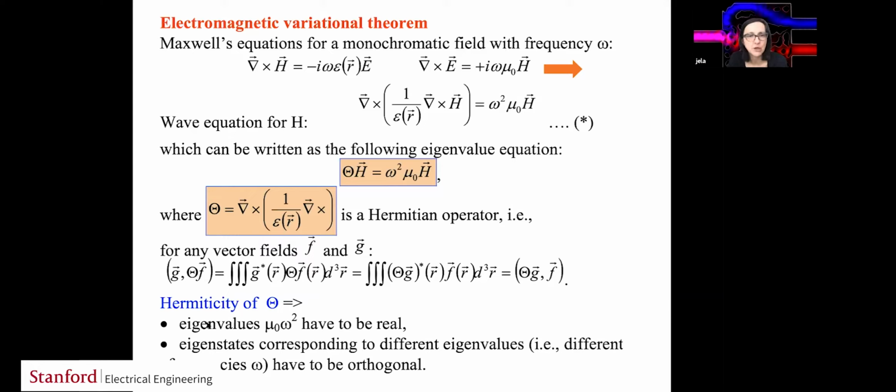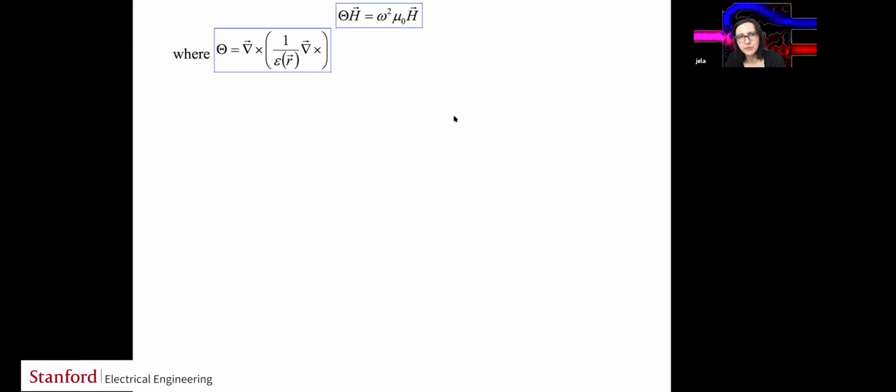But for now, we know that theta is Hermitian, so we know eigenvalues, which means frequencies, will have to be real, and also eigenfunctions that correspond to different eigenvalues have to be orthogonal, which means magnetic field patterns corresponding to different omegas will have to be orthogonal to each other, okay? And that's good, right? So orthogonal as defined by this inner product. Okay, so let's go back to our eigenvalue equation and look into this a little bit more.